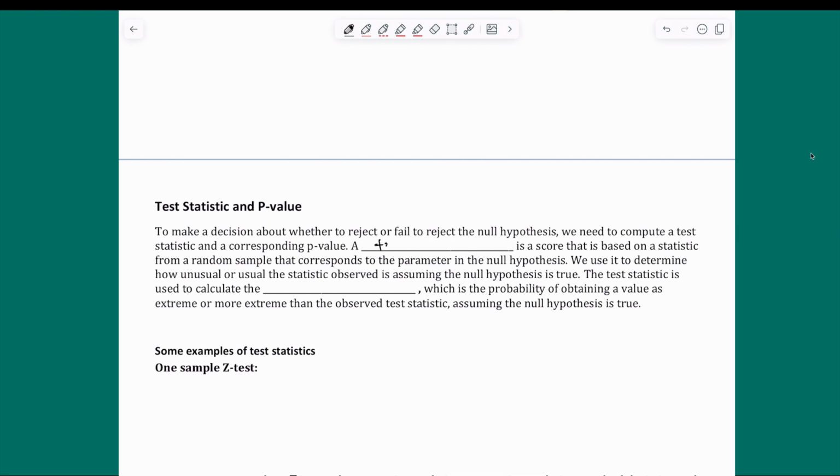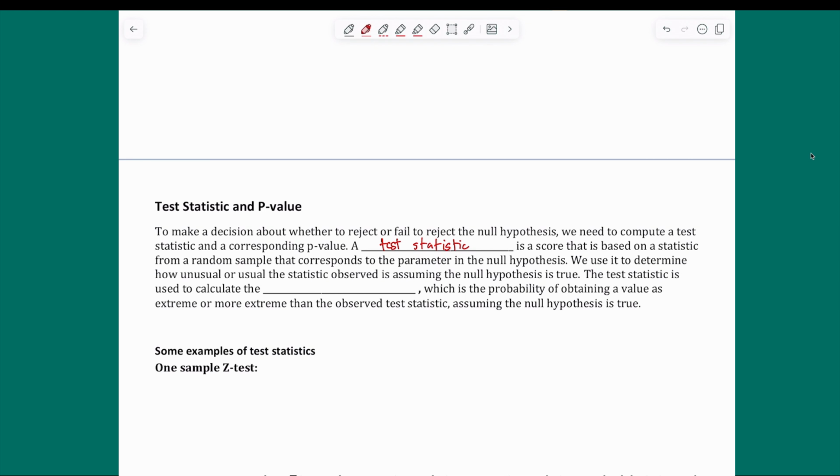So a test statistic, let me switch colors here, is a score that is based on a statistic from a random sample that corresponds to a parameter in the null hypothesis. We use it to determine how unusual or usual the statistic observed is, assuming that the null hypothesis is true. So we use it to determine how unusual or usual this test statistic that we observe from the sample data is, assuming that the null hypothesis is true.